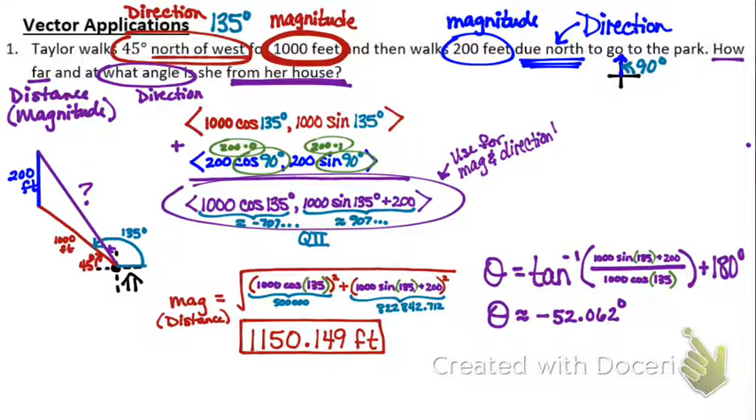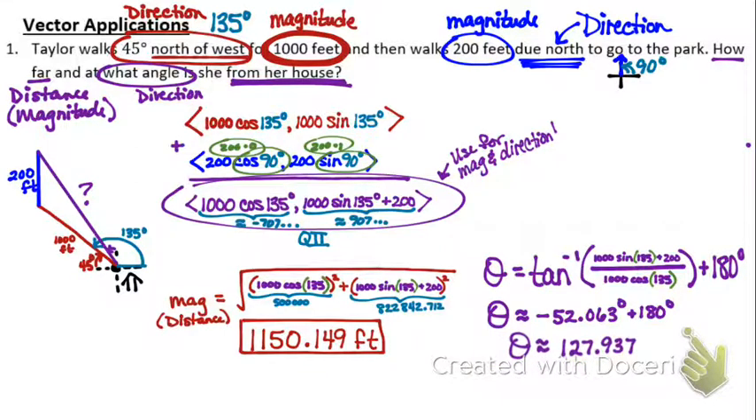52.062 degrees. And then we add the 180. 127.937. 127.9. You said 37? So this thing actually rounded up there. I'm not getting picky about that very last digit. I just put it all together. Yeah, if you put it all together in your calculator, totally fine.